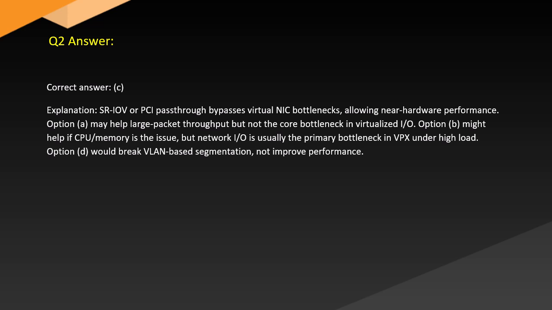Option A may help large packet throughput but not the core bottleneck in virtualized I/O. Option B might help if CPU or memory is the issue, but network I/O is usually the primary bottleneck in VPX under high load. Option D would break VLAN-based segmentation, not improve performance.